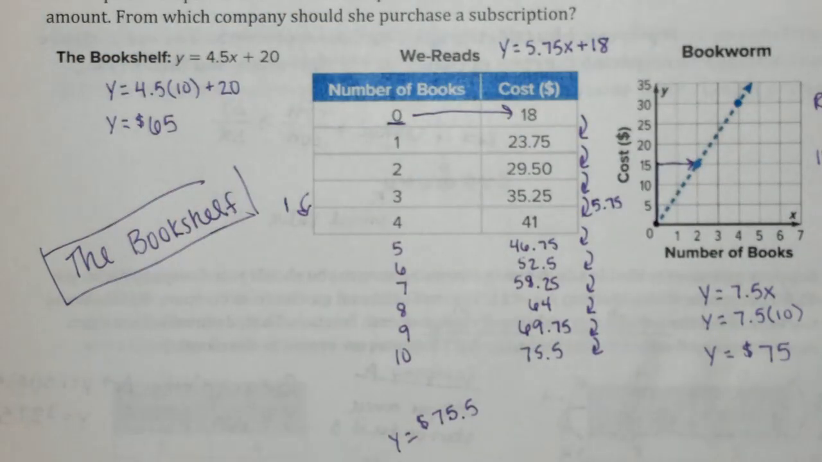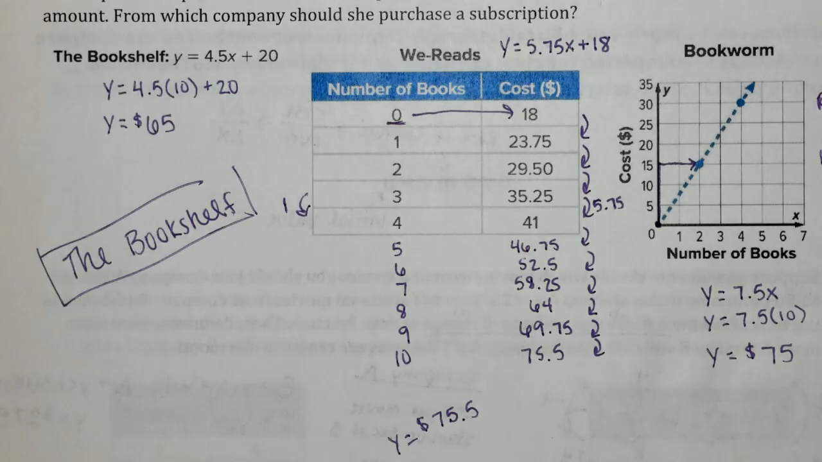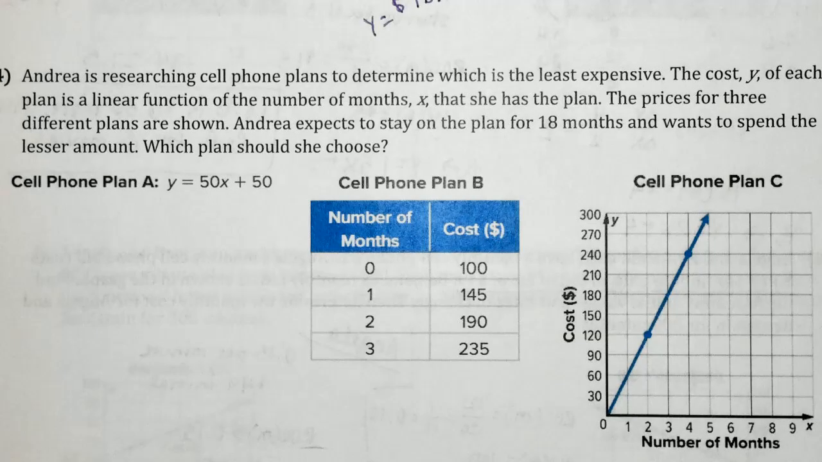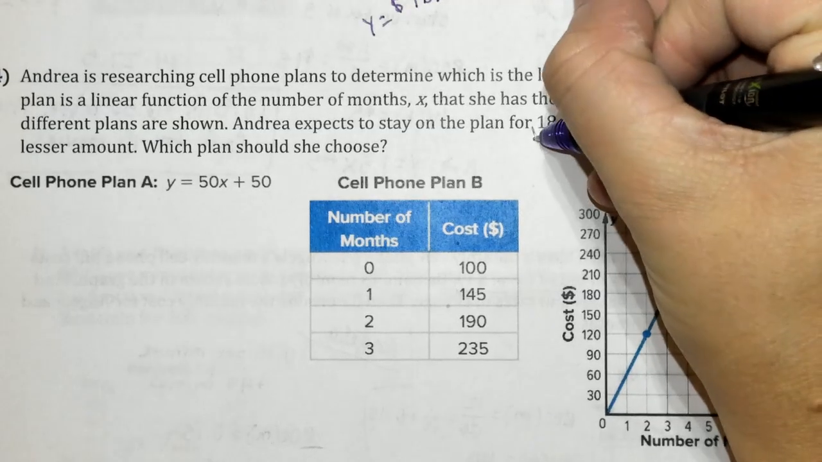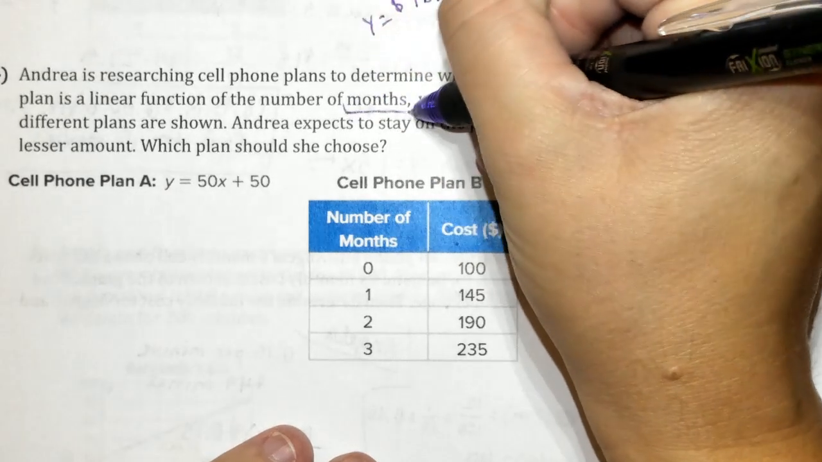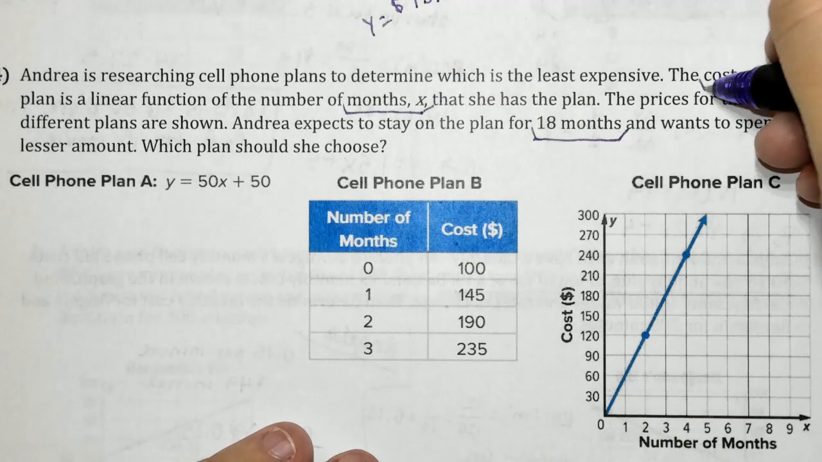Okay, let's look at number 4, last one. Number 4 says Andrea is researching cell phone plans to determine which is the least expensive. The cost y of each plan is a linear function of the number of months x that she has the plan. The prices for 3 different plans are shown. Andrea expects to stay on the plan for 18 months and wants to spend the lesser amount. Which plan should she choose? So 18 months. We know that x represents months, that's our input value, and that y represents cost.